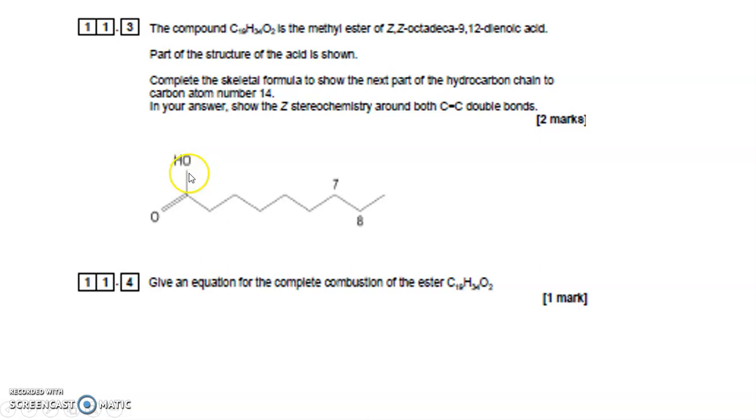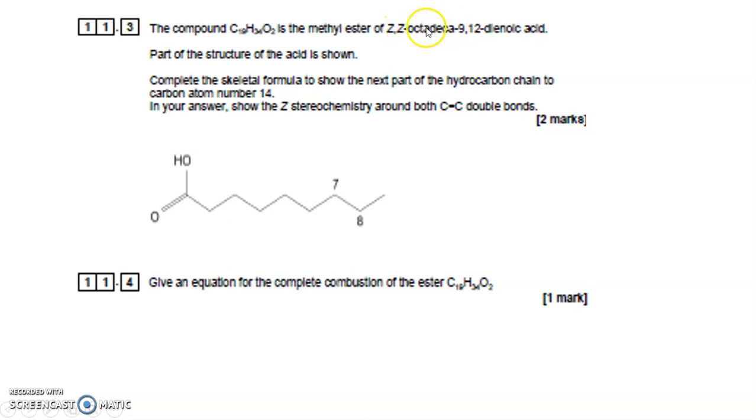So this is my oic acid, this is my carboxylic acid, and this is carbon number 1. Let's just check that out. Carbon number 1, 2, 3, 4, 5, 6, 7, carbon number 8. So this one here will be 9, then there'll be 10, 11, 12, 13, 14. It'll eventually go up to 19, but it only asked me to draw up to 14. So I'm going to have to draw the rest of the chain up to carbon number 14.